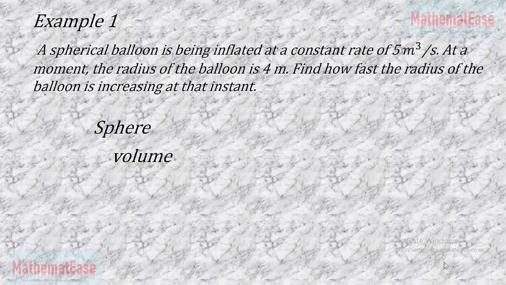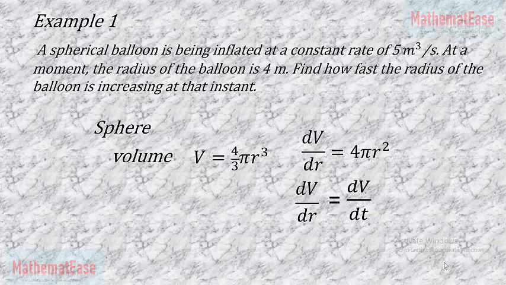Now, let us combine it. Volume of a sphere is 4 over 3 pi r cubed. So from here, we have dV/dr. dV/dr is 4 pi r squared, since you differentiate that. Then dV/dr is equal to dV/dt multiplied by dt/dr. Then when you look at that question, we have 5 meters cubed per second. You know, cubed per second. So 5 meters cubed per second is dV/dt.